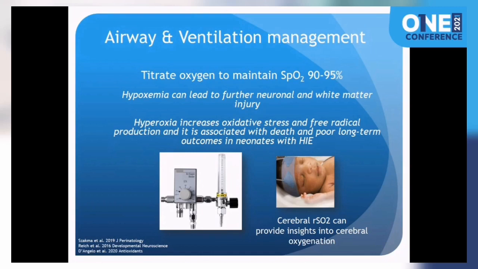We need to monitor pre- and post-ductal SATs as well, to assess for right-to-left shunting across the foramen ovale or the ductus arteriosus, an indication for persistent pulmonary hypertension. And in these cases, there is the possibility of treating with inhaled nitric oxide.